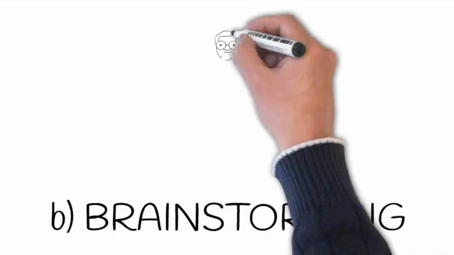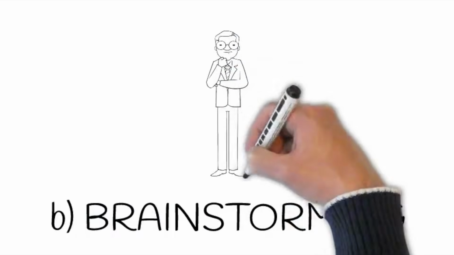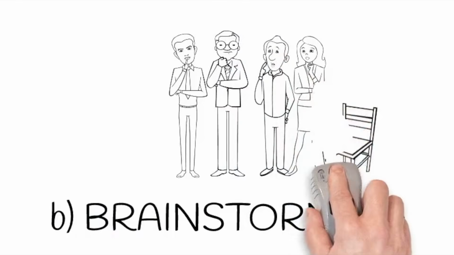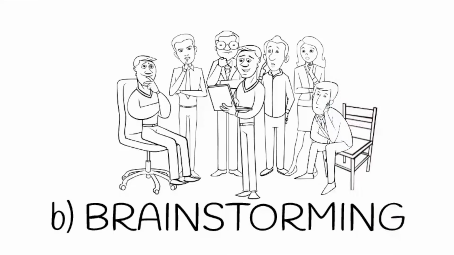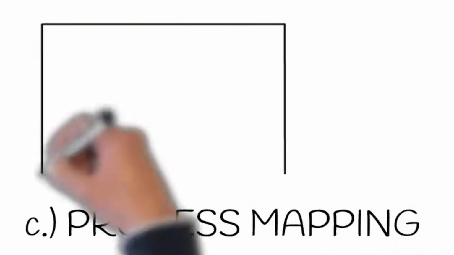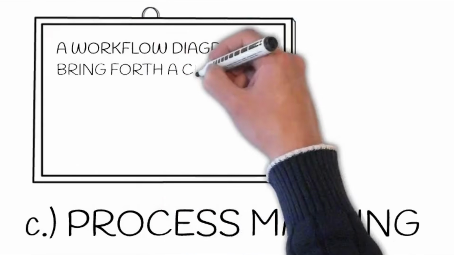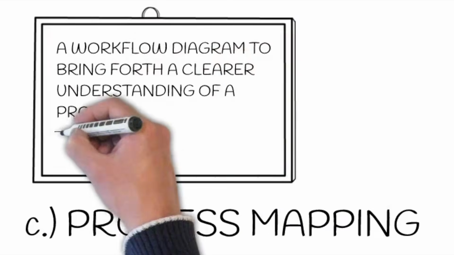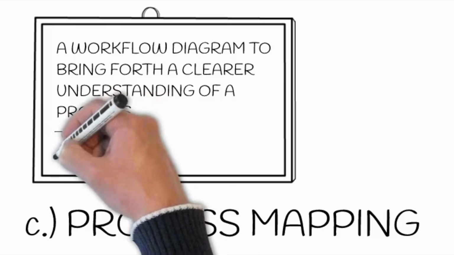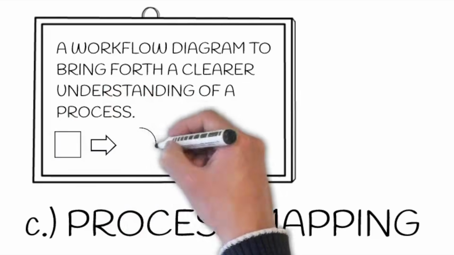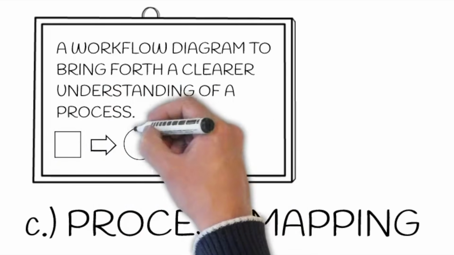Brainstorming. All participants contribute their ideas, and the idea collector records them to find a conclusion to a specific problem. Process mapping. A workflow diagram to bring forth a clearer understanding of a process. It is a team effort. One person does not have all the process knowledge. These are just 3 of the basic tools you can use in analyzing the process.